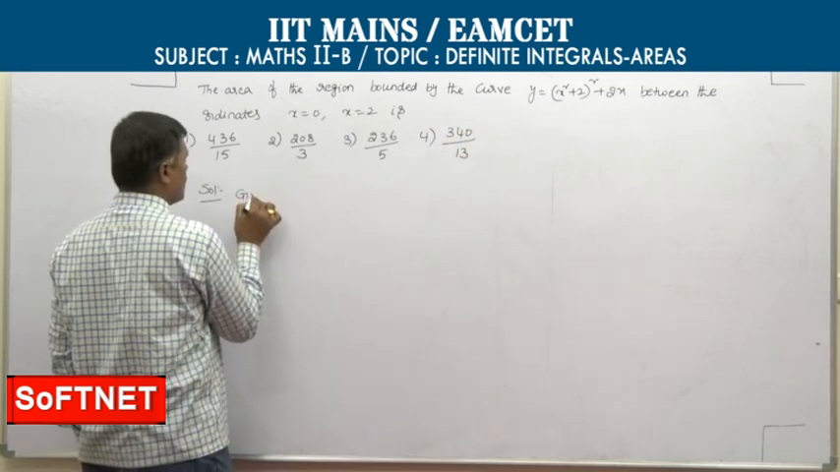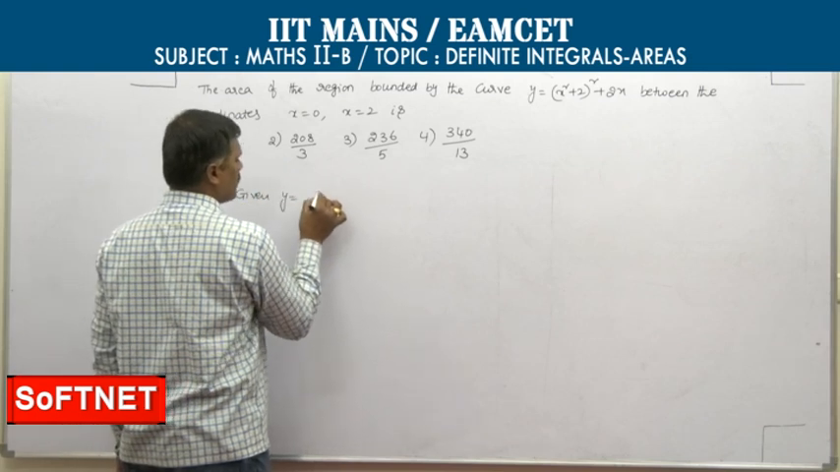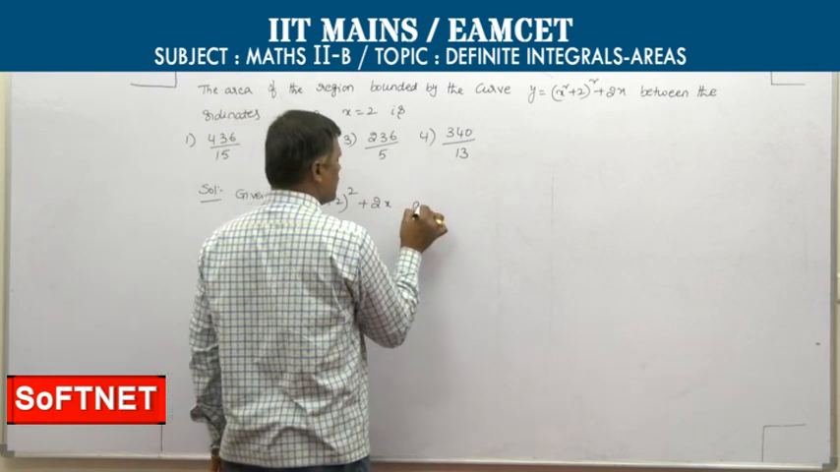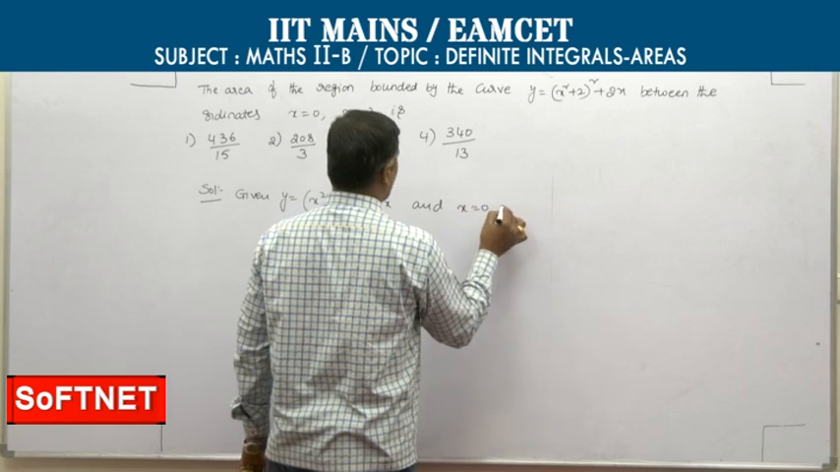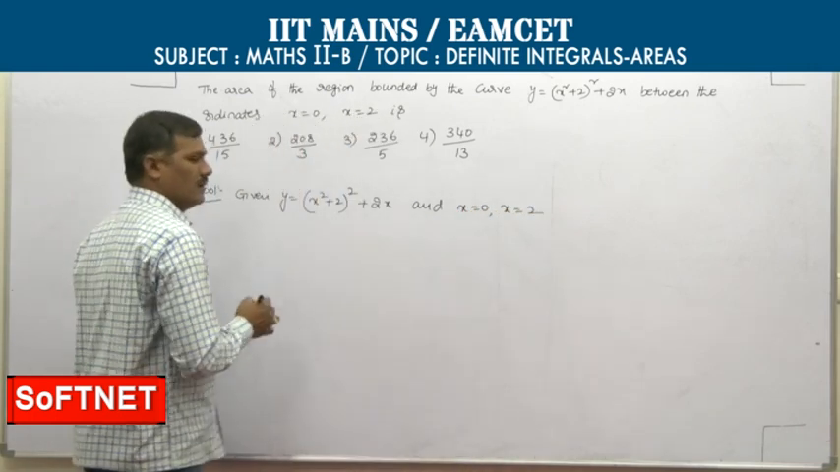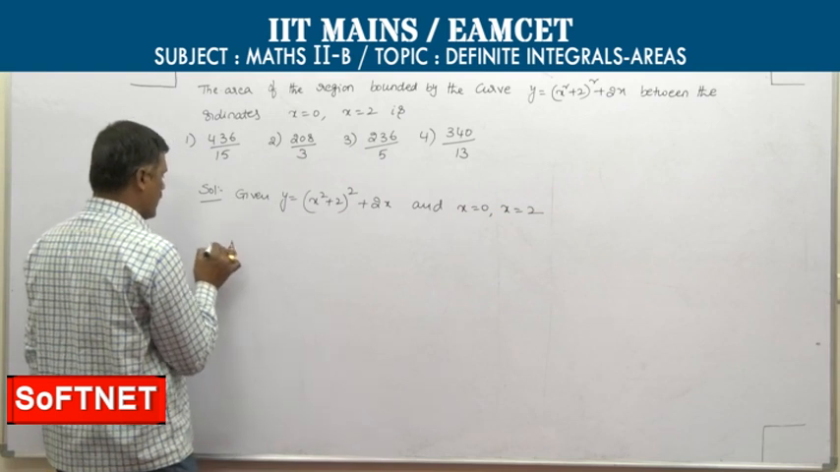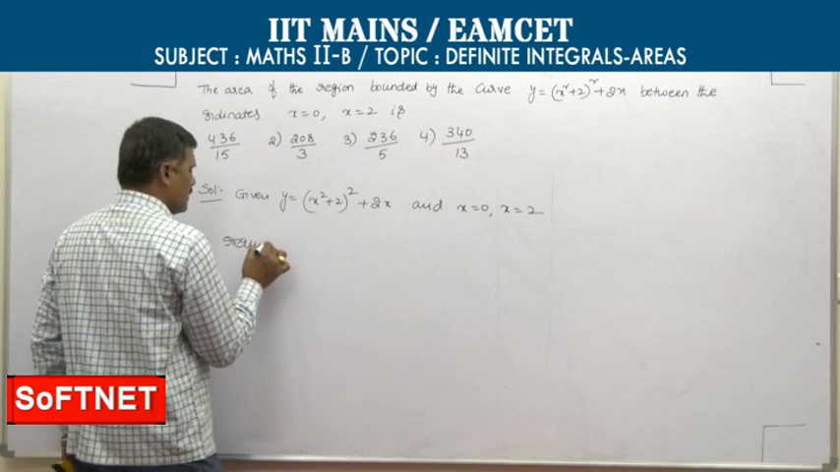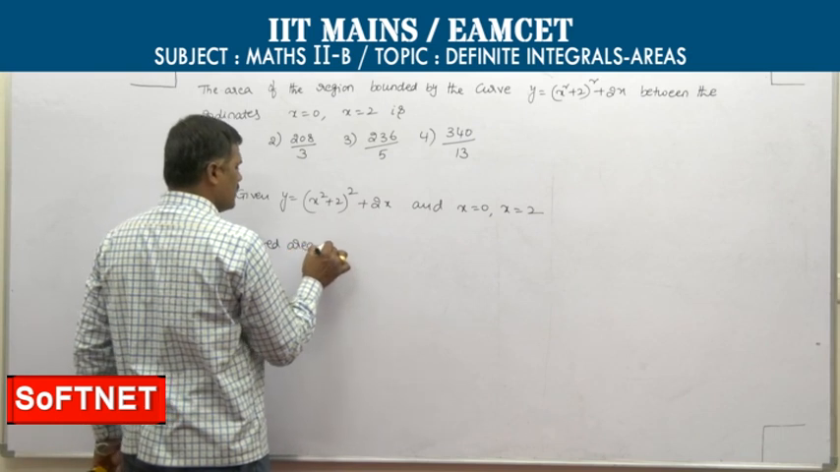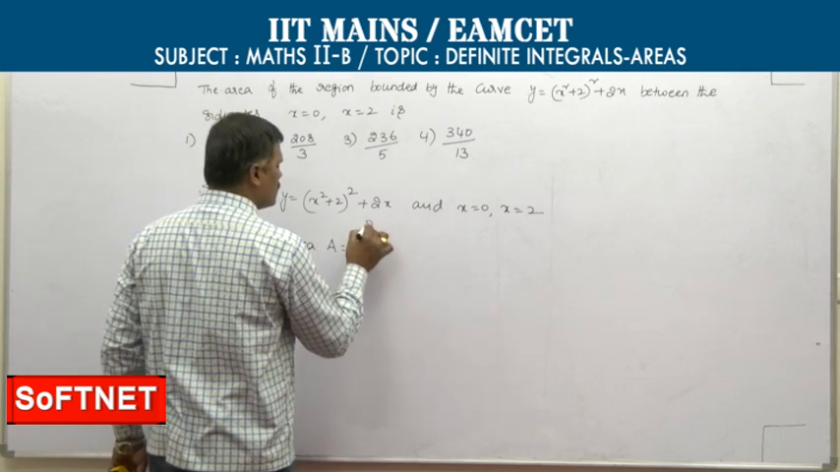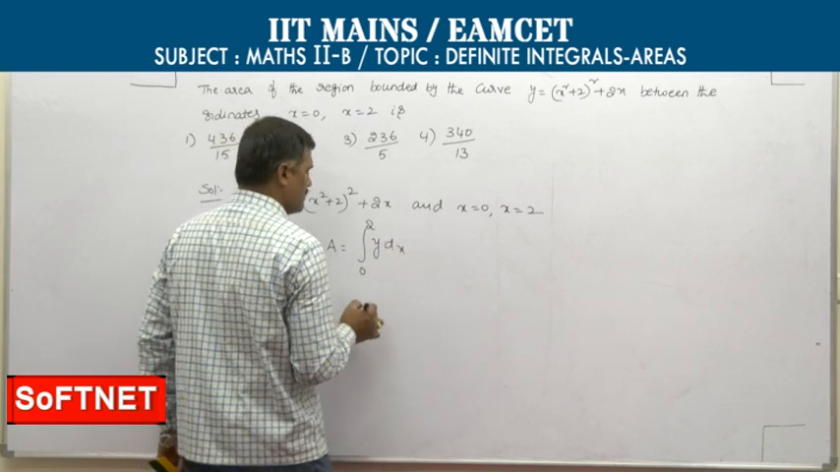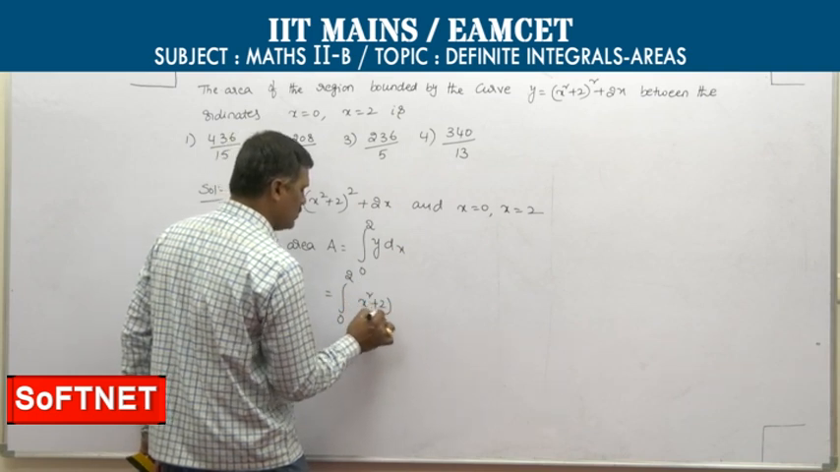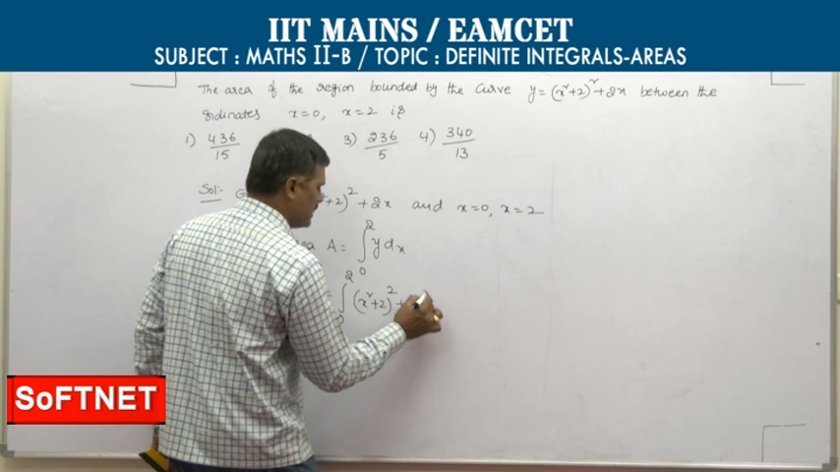Given y is equal to x square plus 2 whole square plus 2x, and x is equal to 0, x is equal to 2. Therefore, required area A is equal to integral of 0 to 2 y dx, that is equal to integral of 0 to 2, y is equal to x square plus 2 whole square plus 2x into dx.